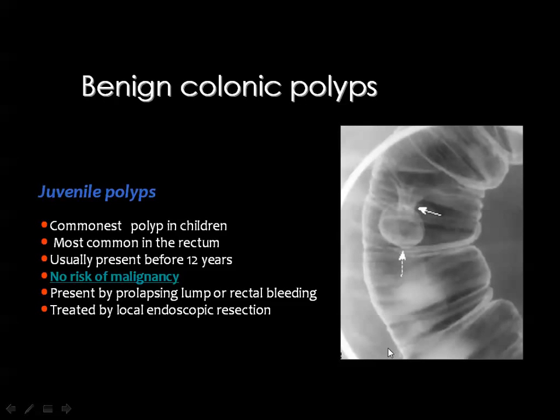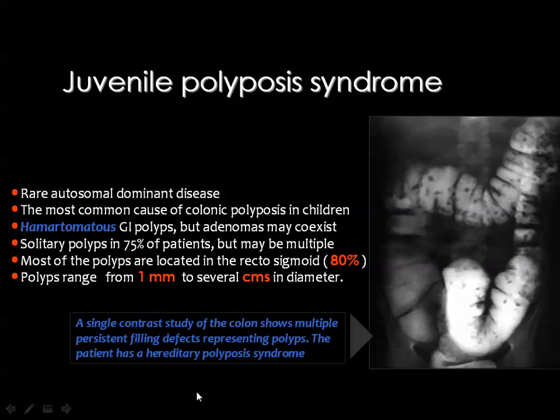Juvenile polyps are commonly seen in children, and they are commonly seen in the distal part of the colon, especially the rectum, and they have no risk of malignancy. These are pedunculated polyps, and they are usually treated by endoscopic resection. Also, this is an example of what's known as juvenile polyposis syndrome, which is an autosomal dominant disease. You can see too many polyps in the colon of the children.